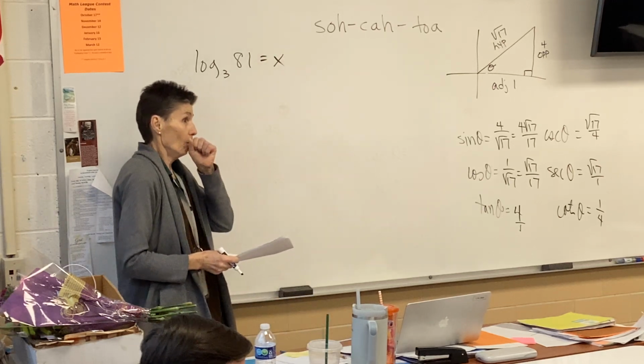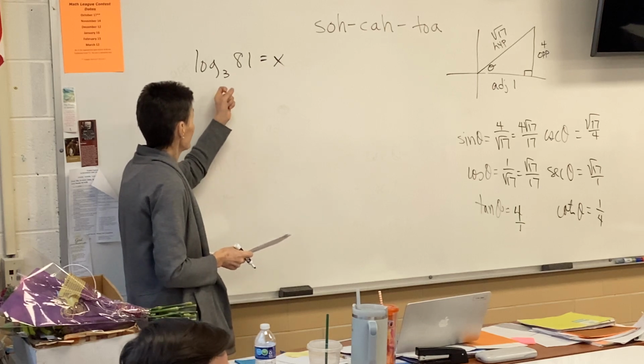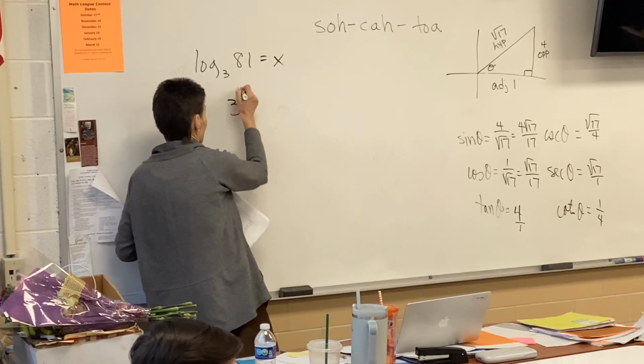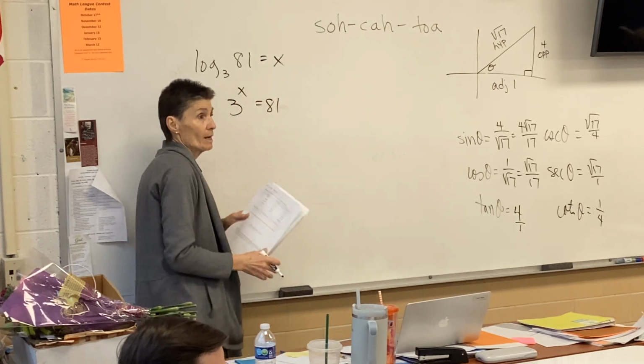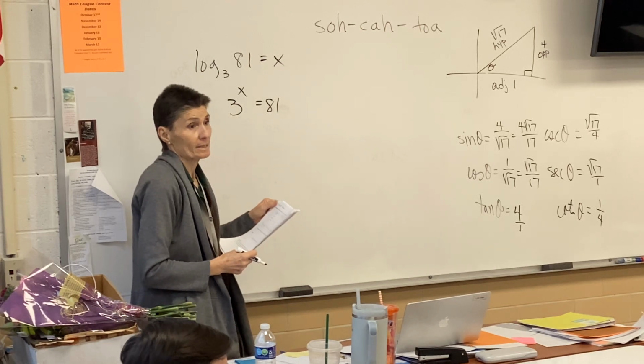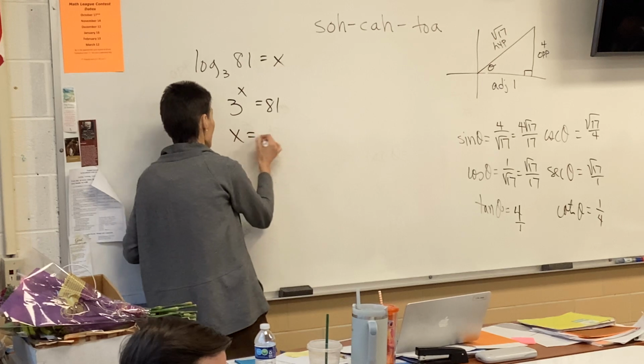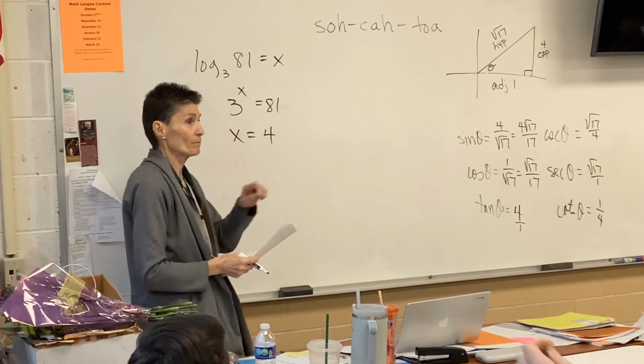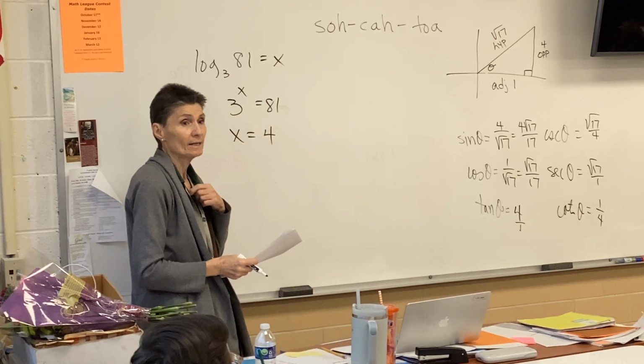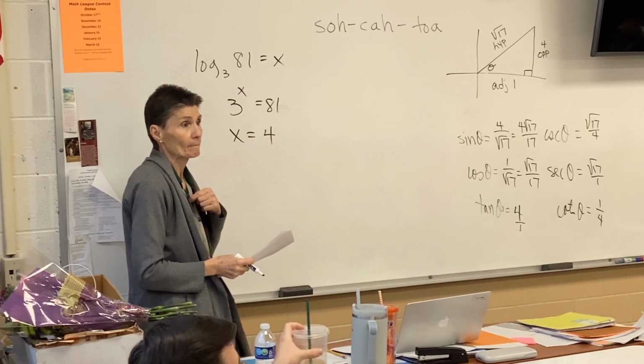Oscar says, I'm going to rewrite this as 3 to the x equals 81. And then I know that x has to be 4. Did anybody think about it any differently? That is perfectly fine. Nothing wrong with that. Did they have a different thought?